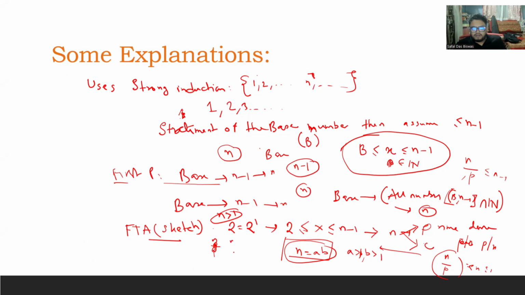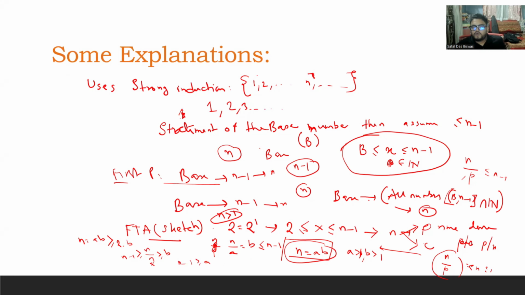So n by a is an integer b, right? And b is less than or equal to n minus 1. Why so? Because n equals ab and a is greater than or equal to 2, so n is greater than or equal to 2 times b. So n by 2 is greater than or equal to b, which is obviously less than or equal to n minus 1. Similarly, by the same reasoning, n minus 1 is greater than or equal to a.